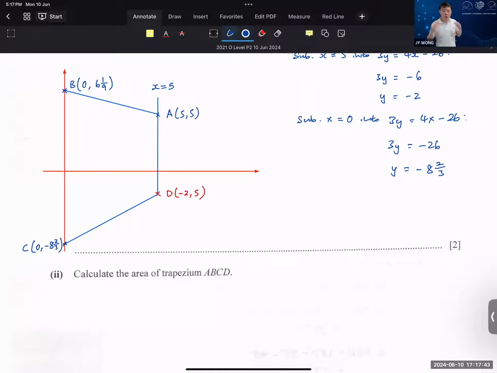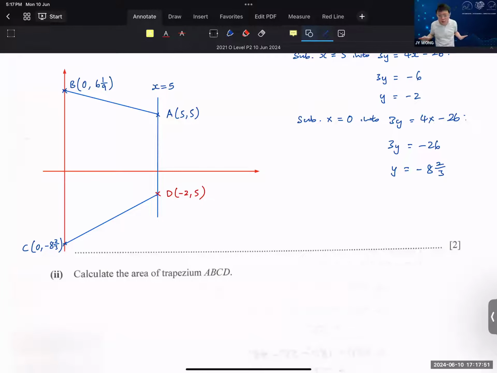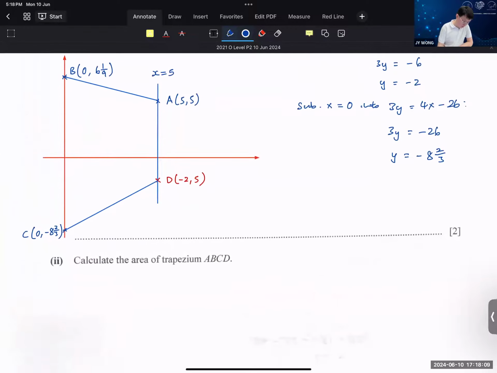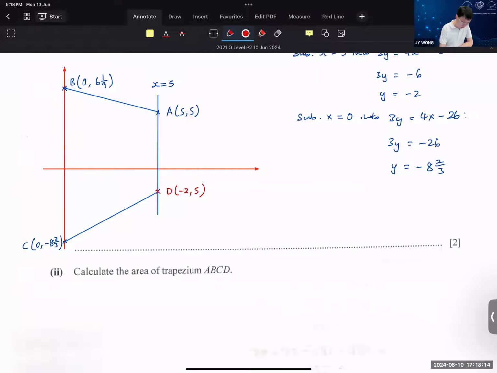If you had just taken the information that is given to you and sketched out a diagram, this is what you will get. Okay? So explain why it is a trapezium. It's a trapezium because it has parallel sides, right? That is the definition of a trapezium. And here you should realize that this is clearly parallel to this.